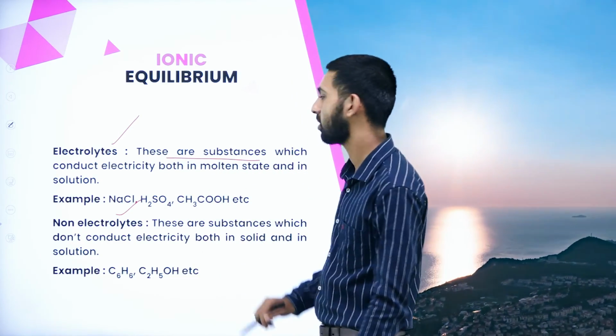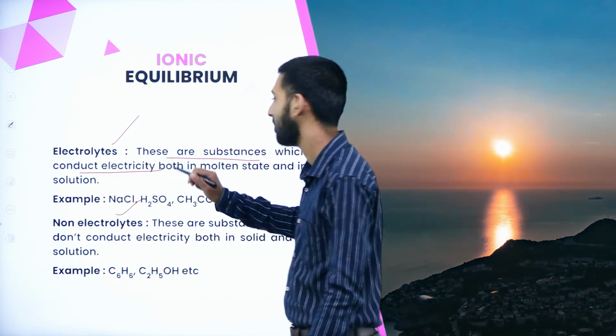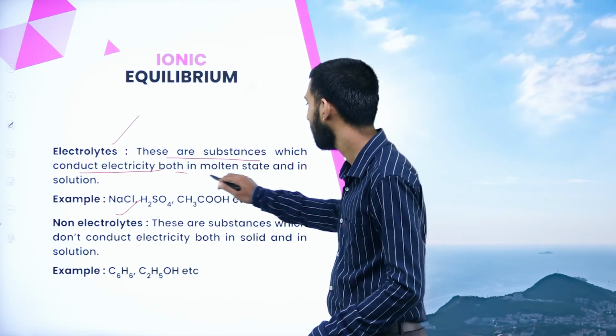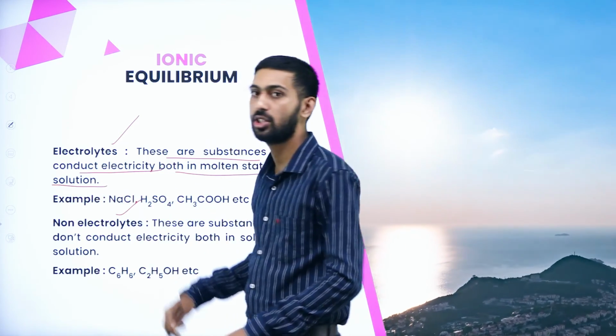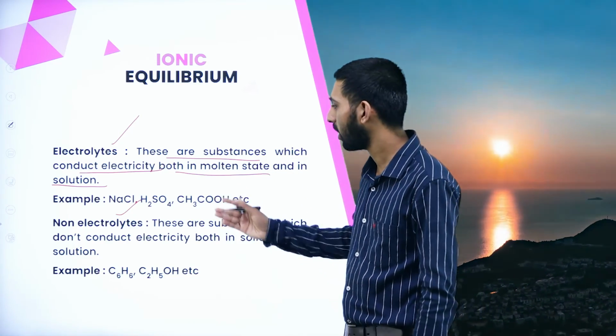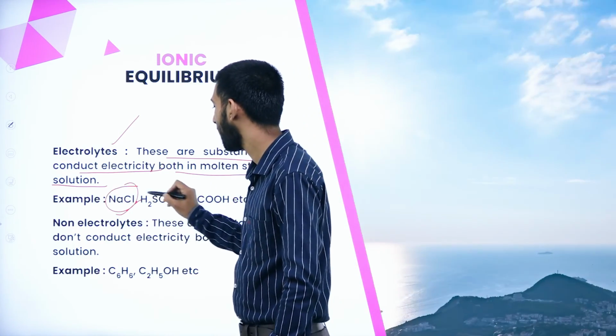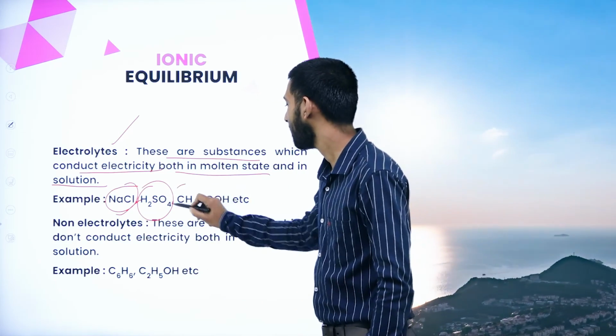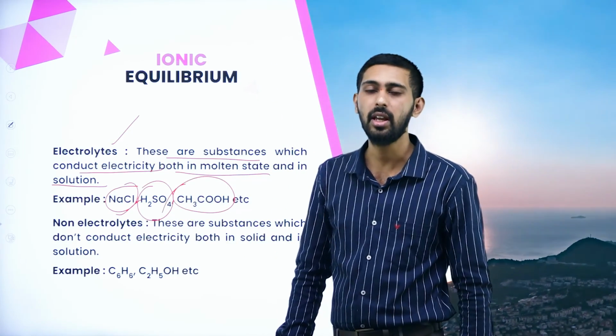These are the substances which conduct electricity both in molten state as well as in solution state. Examples are sodium chloride, sulfuric acid and acetic acid. These are the examples for the electrolytes.